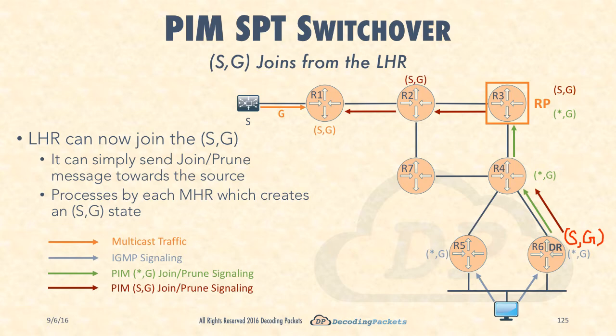So as this message comes in, the very first thing that R4 is going to do is to add this interface to the OIL. Actually, even before that, it's going to create the S,G. So once it creates the S,G, right here, it'll then add that interface to the OIL. Now it is going to perform an RPF check on that source.